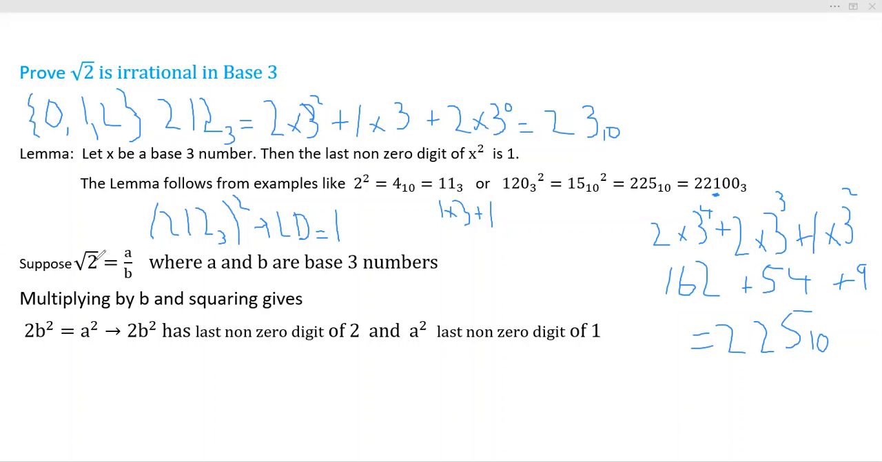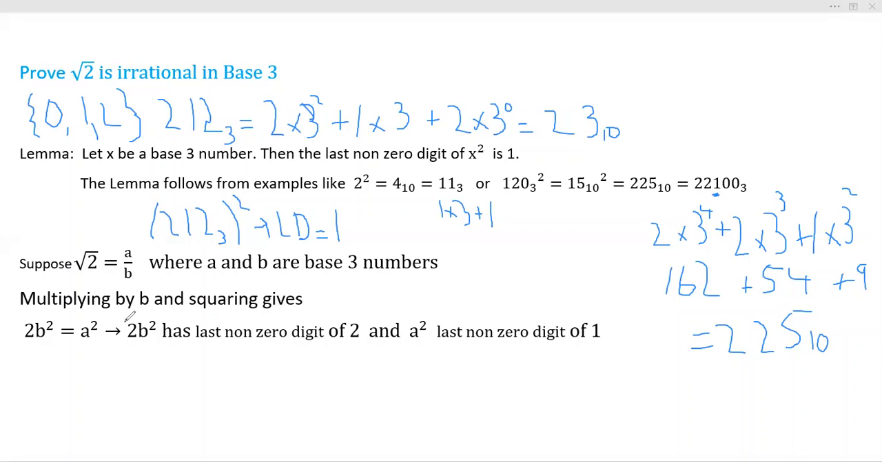You suppose that it's equal to a over b, where a over b is reduced. We're not even doing that, but in the classical proof, when you suppose that a over b is reduced, then you get this statement: 2b squared is equal to a squared when you multiply by b and then square both sides. And this says that a squared is even, which means a is even, but that ends up proving that b has to be even, which would say it wasn't reduced. And that's the contradiction in the classical proof.